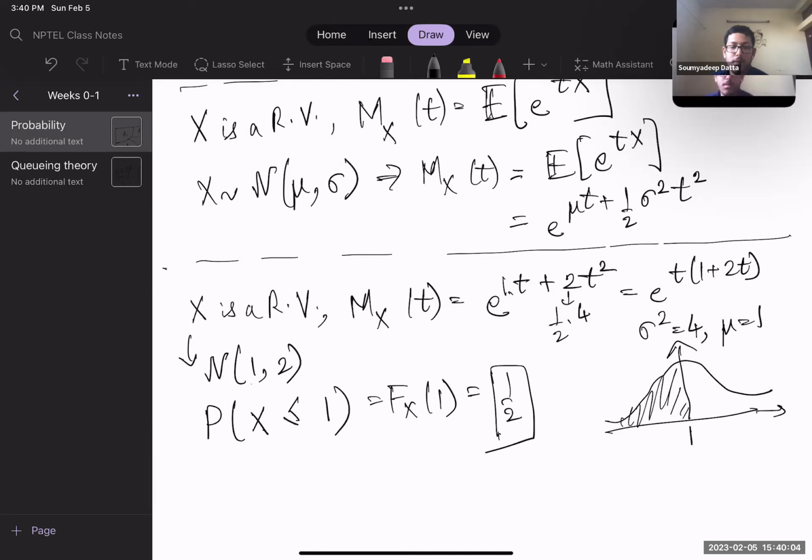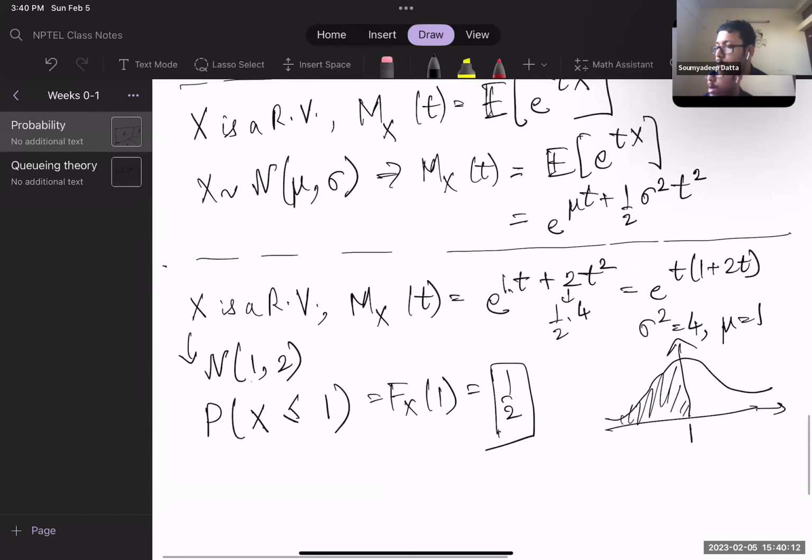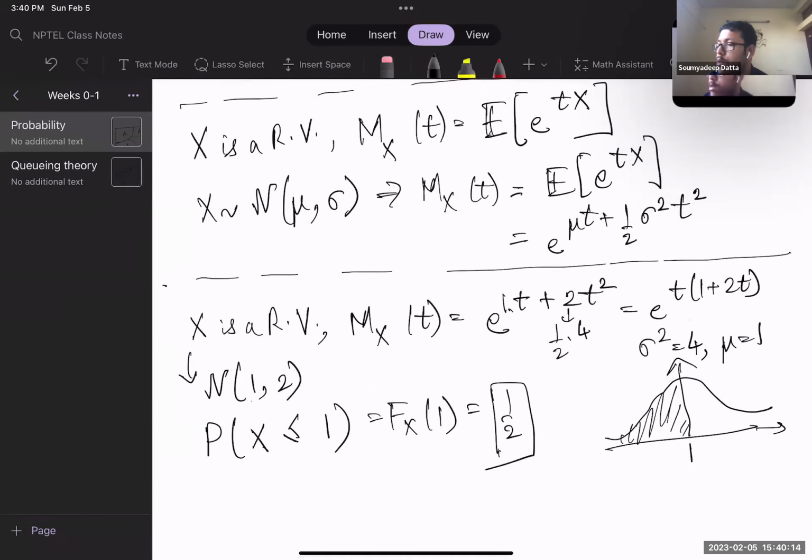Is this clear? I'm just trying to highlight this kind of function, the moment generating function. Hopefully you will have access to a table of such functions. Otherwise, it is useful to know, at least for Gaussian, that this is the formula. And if you see the formula, you can directly find the values and solve this kind of question from basic fundamentals.